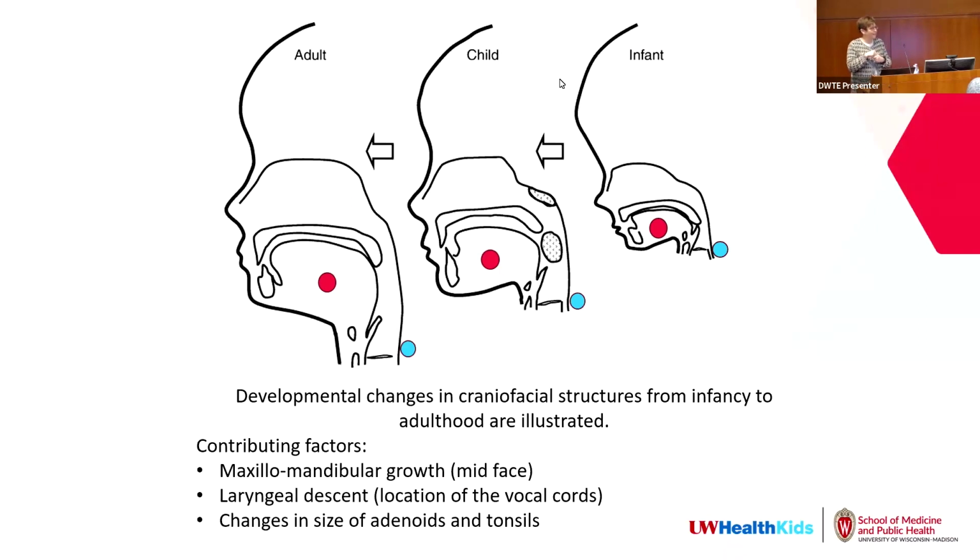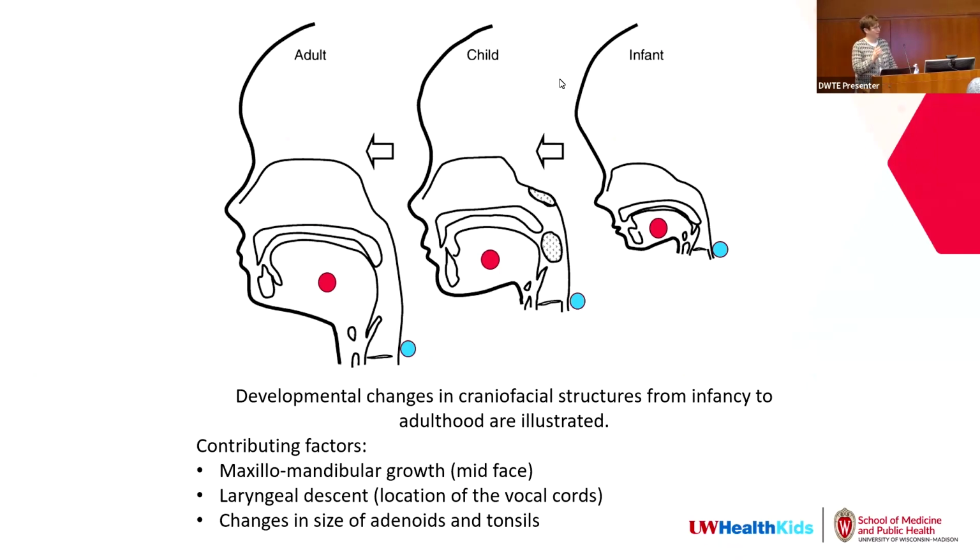So just like all of us, breathing and eating can be really challenging to coordinate. And that also affects breathing at night. But then as you get to the child age, that distance is getting a little bit bigger. And the dotted area is the tonsils and adenoids. Tonsils and adenoids do grow over time. They're not very big when you're born.